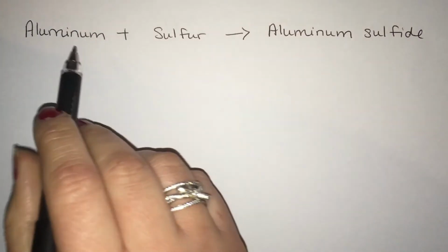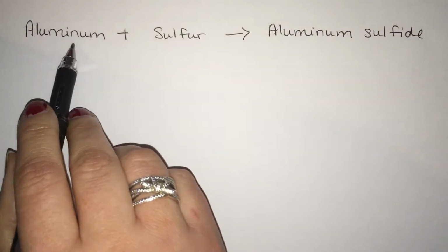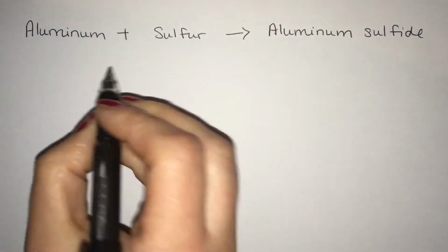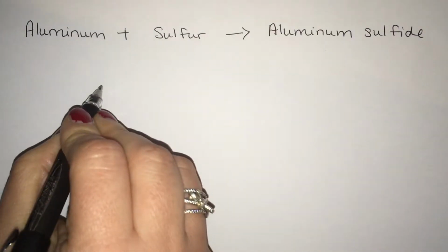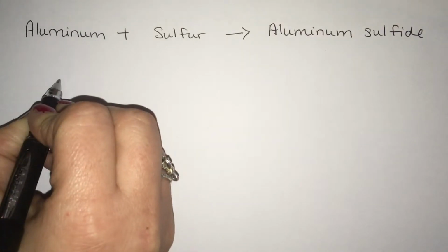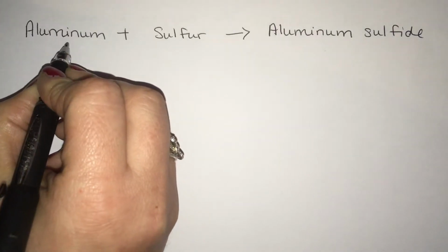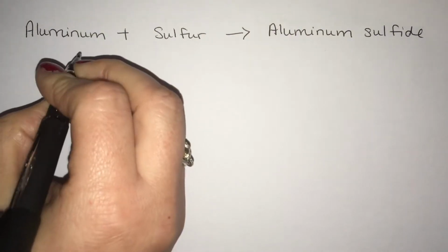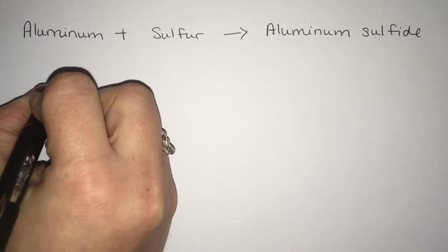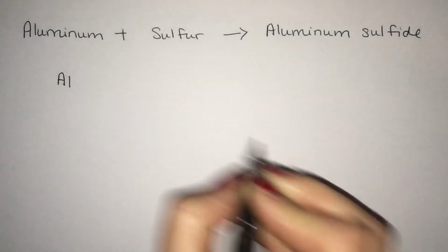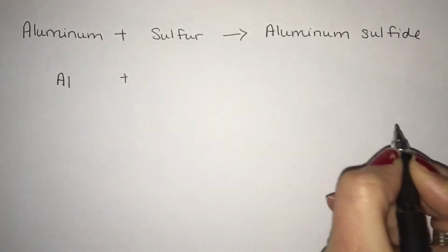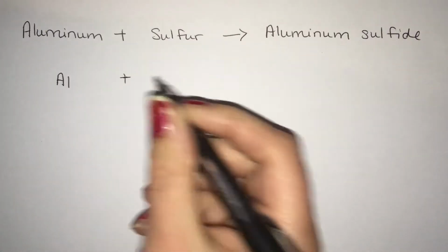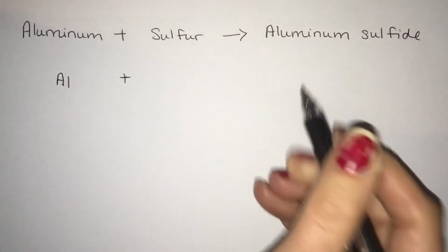Okay, so let's do our first equation. We're going to take aluminum and sulfur and combine them together and make aluminum sulfide. First we need to take this word equation and make it a formula equation. Aluminum is not one of the diatomic elements, so we're just going to bring it down with its symbol. And as I told you yesterday, I prefer that you keep the plus signs aligned. That way we don't miss anything.